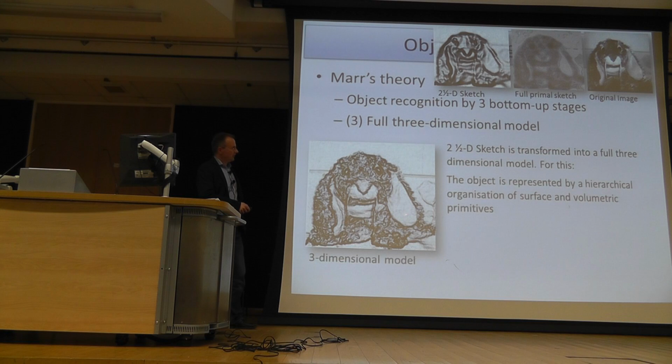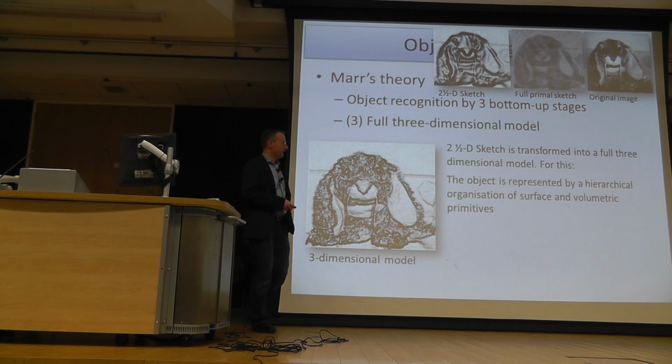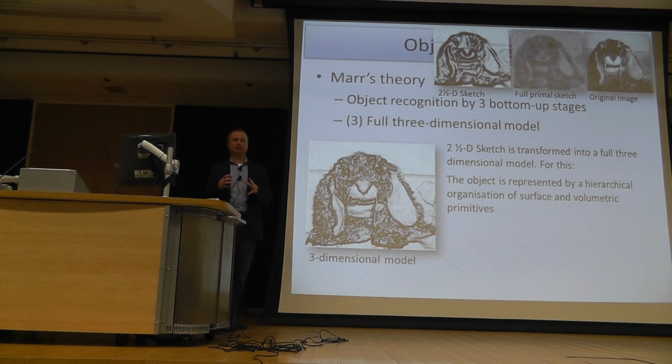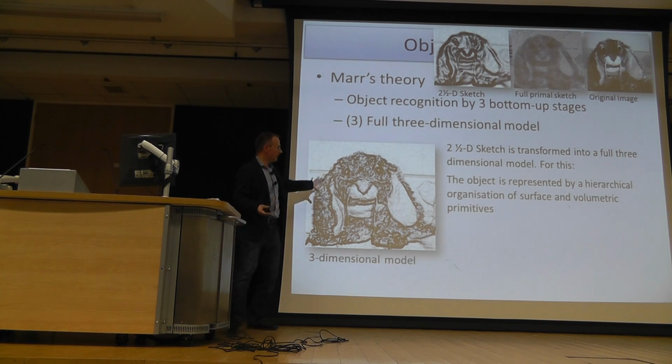Now what happens is that the whole object is described in what they called volumetric primitives. We'll see an example of that in a moment. And he assumed that there are only cylinders, so that you describe everything in differently shaped and sized cylinders. And you have a surface to that, which is volumetric.